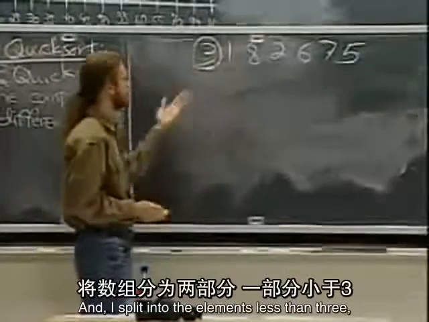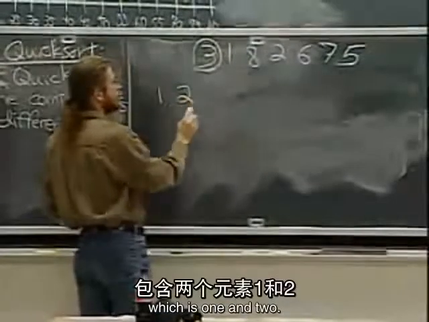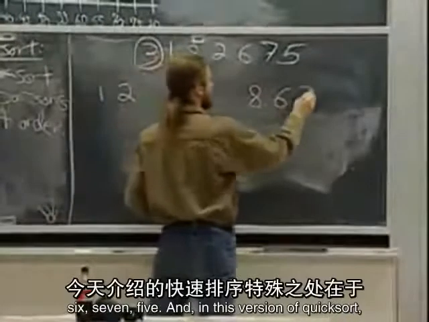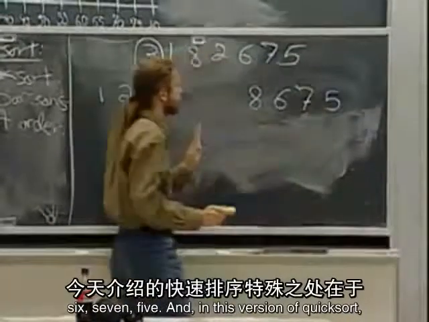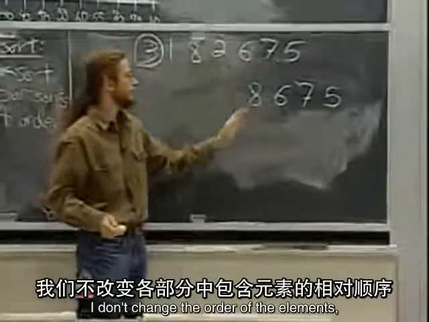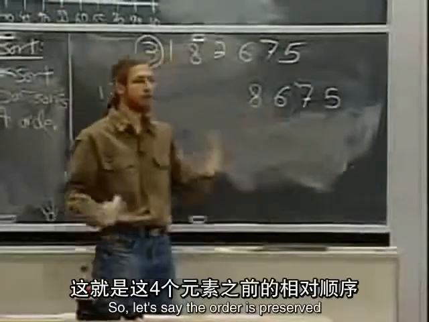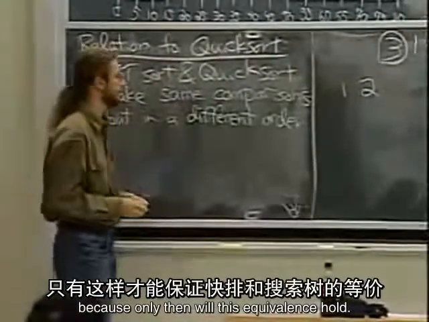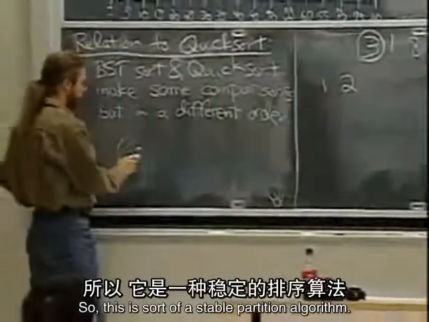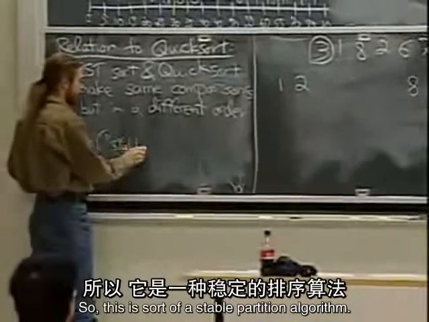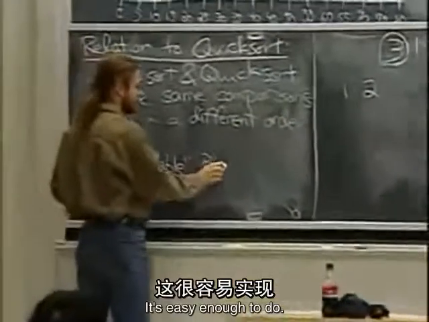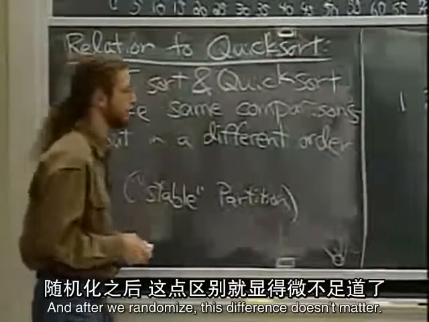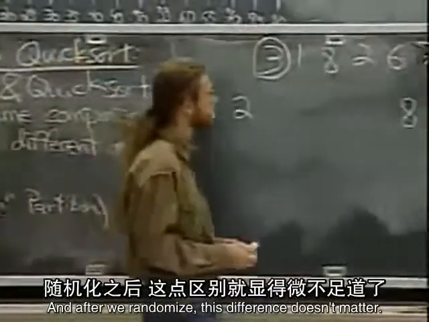And I split into the elements less than 3, which is 1 and 2, and the elements bigger than 3, which is 8, 6, 7, 5. And in this version of quicksort, I don't change the order of the elements 8, 6, 7, 5. So let's say the order is preserved, because only then will this equivalence hold. So this is sort of a stable partition algorithm. It's easy enough to do. It's a particular version of quicksort. And soon we're going to randomize, and after we randomize, this difference doesn't matter.